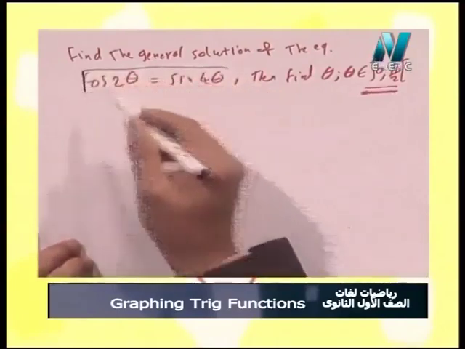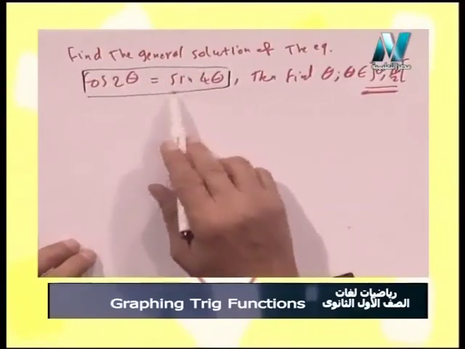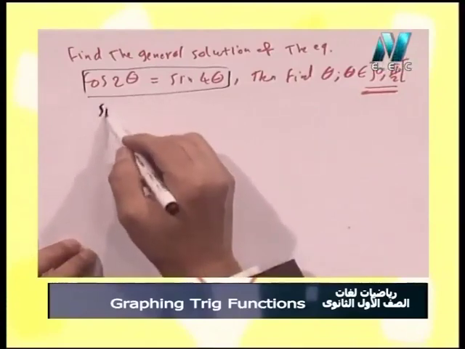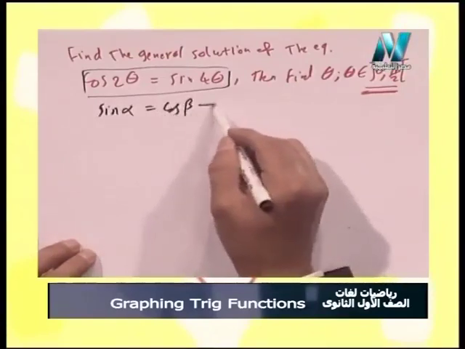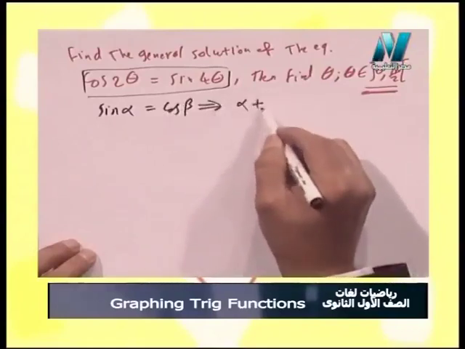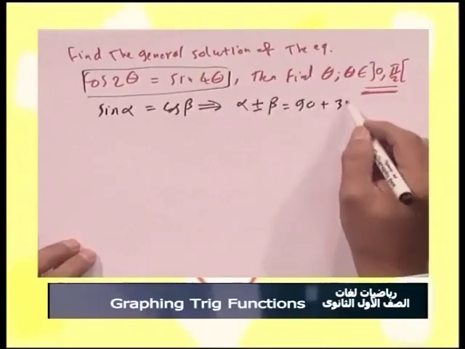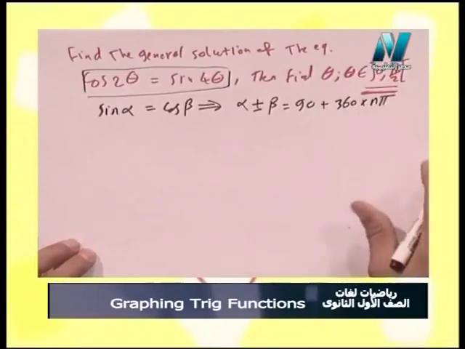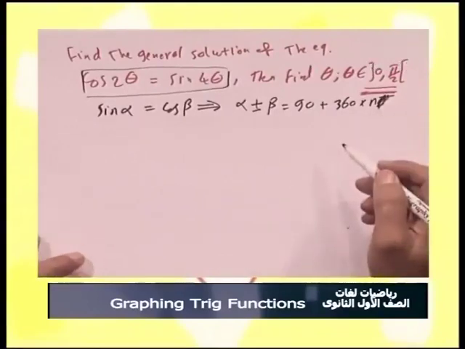Cosine 2 theta equals sine 4 theta. Concentrate well, my dear students, that this equation turns to sine alpha equals cosine beta, and this means that alpha plus or minus beta equals 90 plus 360 times n. Sorry, 360 times n.